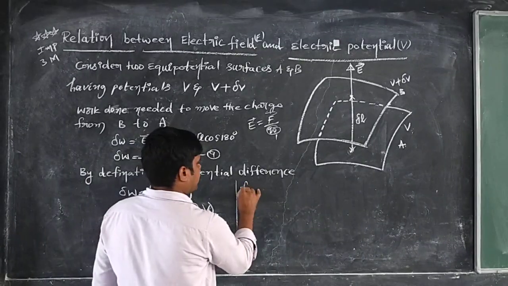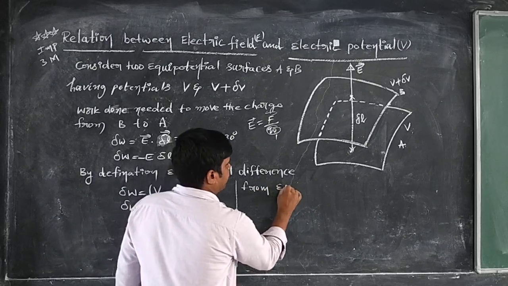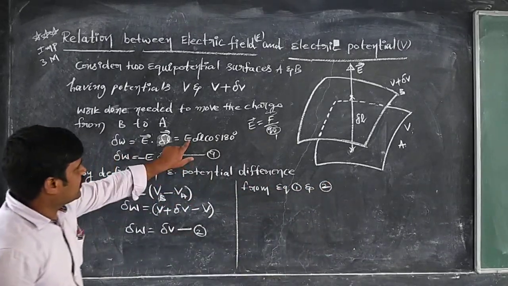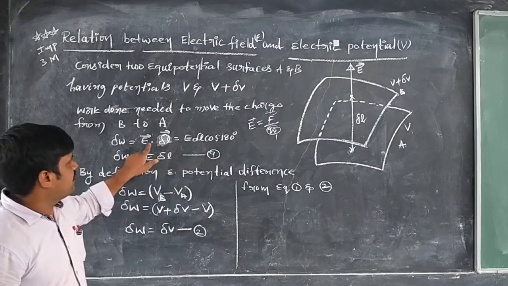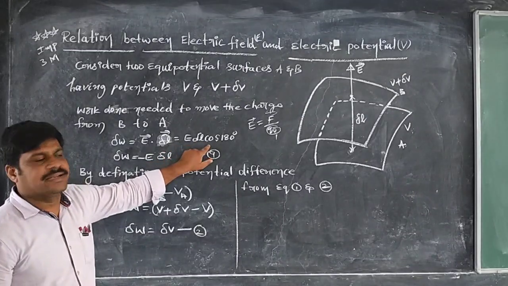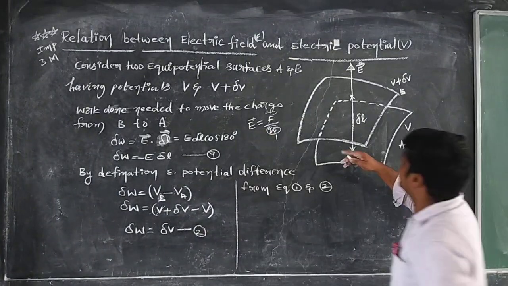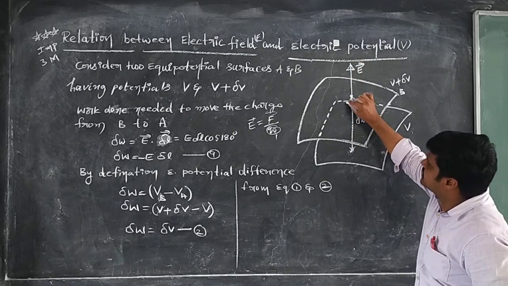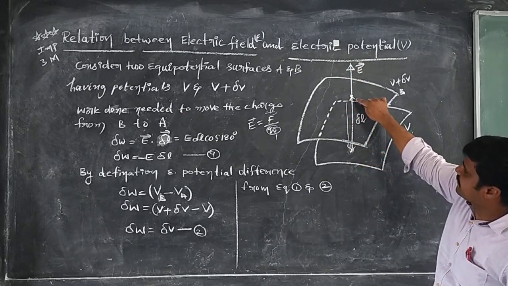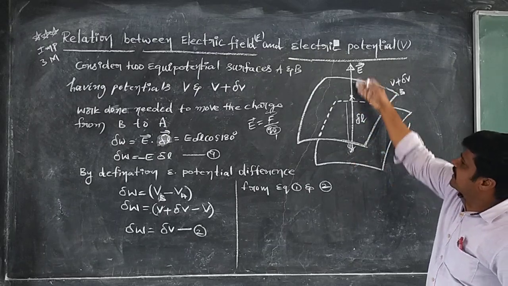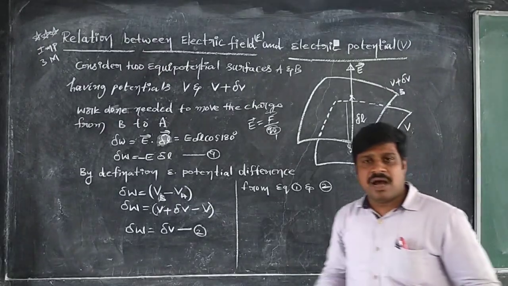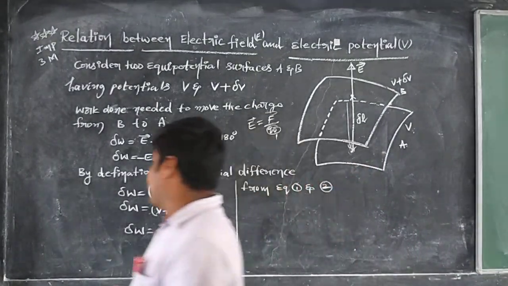Now from equations 1 and 2, let us see why cos 180 came here. E bar dot delta L bar is E delta L cos theta, and theta is 180 degrees. The electric field direction is upward, and the charge is moving from surface B to A. So the charge moves opposite to the electric field, and both are in opposite directions, so the angle is 180 degrees.